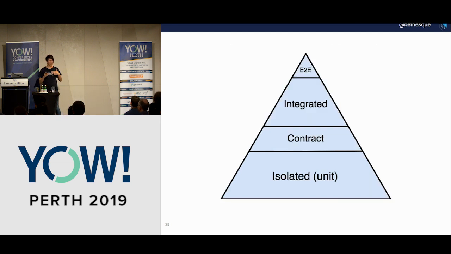Contract tests live on this boundary between integrated tests and isolated tests, and they allow you to reduce the number of end-to-end tests that you need because you're not using these high-level tests to check really low-level concerns. That's already been done. This means you can really speed up your release cycle.